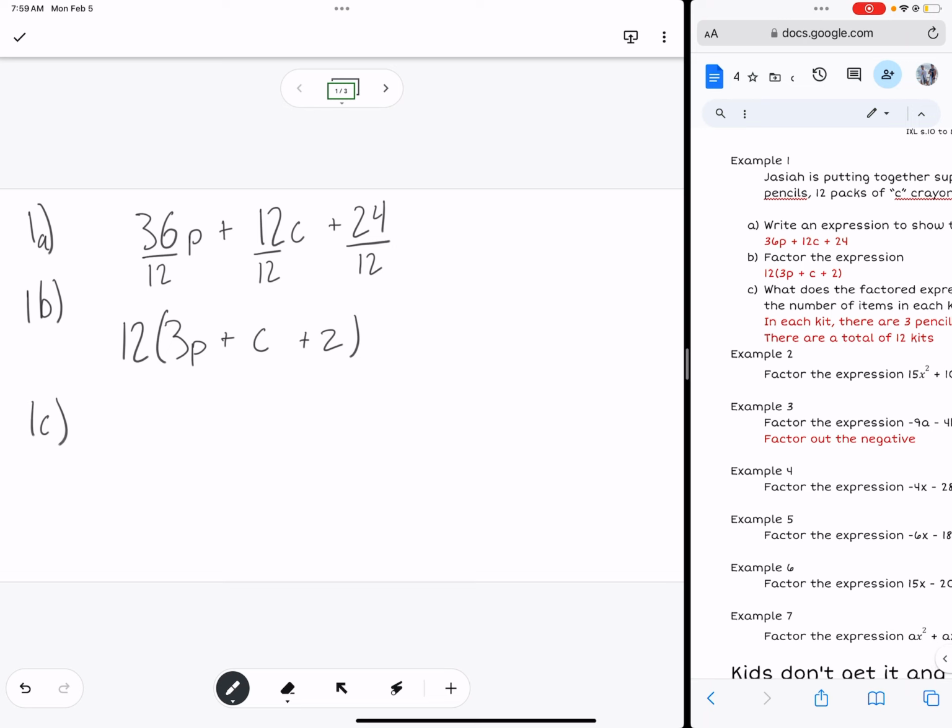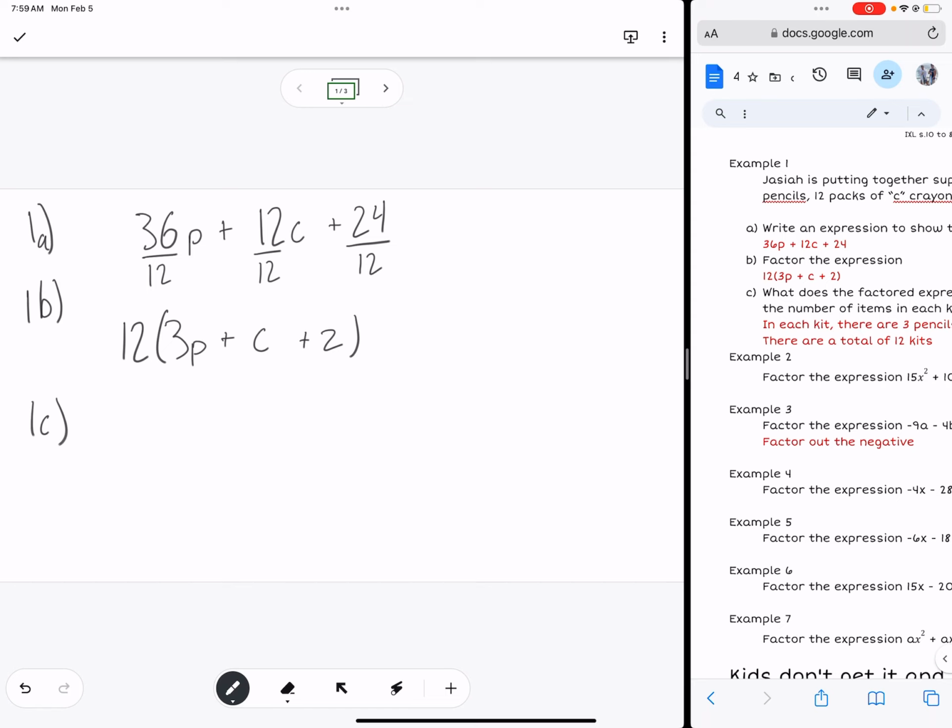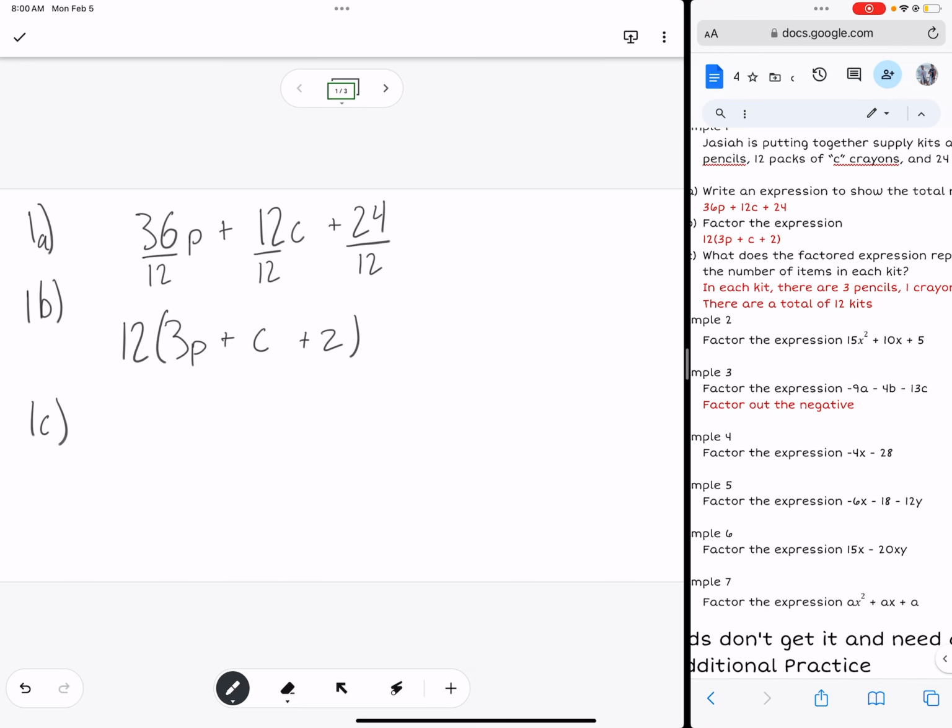So according to example 1, what is Josiah doing with the pencils, crayons, and erasers? Putting together a supply kit. Yeah, he's putting together individual supply kits. So letter C, after we've factored, we're going to take this that I've underlined in red. We want to take each term and figure out what this means within the context of the question. So if he's making supply kits, what of each item goes in the supply kits? Pencils, crayons, or... I know, but how many in each? So how do I know what is in one supply kit? Foss?